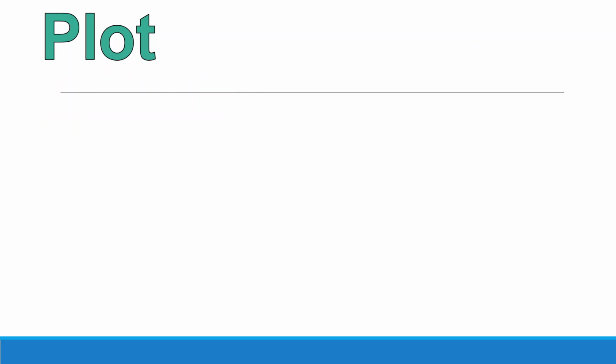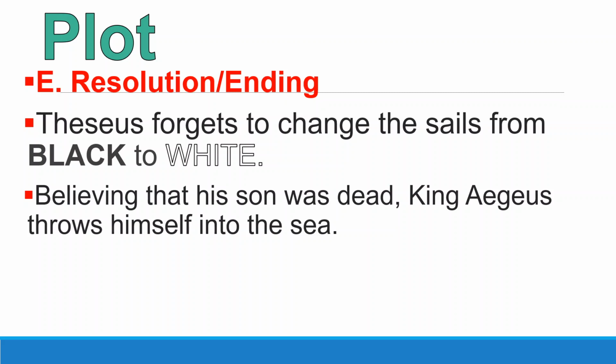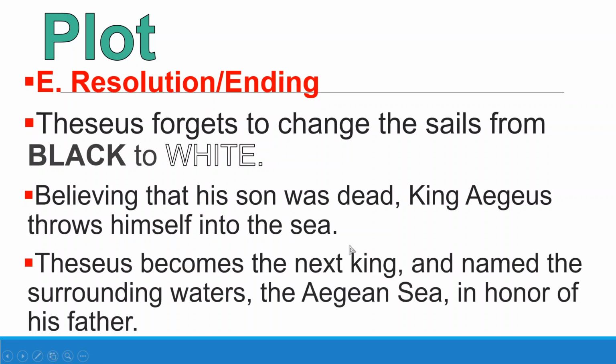Okay, and for the resolution or the ending, Theseus forgets to change the sails from black to white. Remember that his father said, when you get back, if it's black, it means that you're dead, but if it's white, it means that you're alive. However, he forgets to change the sails from black to white. So King Aegeus was very sad and in agony, believing that his son was dead. He throws himself into the sea and kills himself. Because of that, Theseus becomes the next king and named the surrounding waters the Aegean Sea in honor of his father. And that's the end of the story.